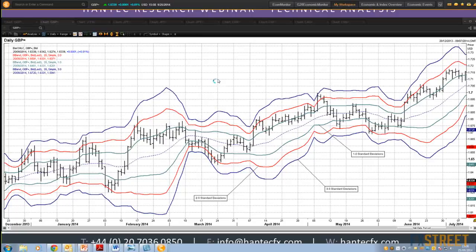Some people would use maybe 1.5 standard deviations and maybe 2.5, but as per usual with my technical analysis, I don't tend to play around with the parameters too often, and I like to stick to what I know, which is the pure technical theory. Anyway, so there are different ways, as I said, you can change the parameters.